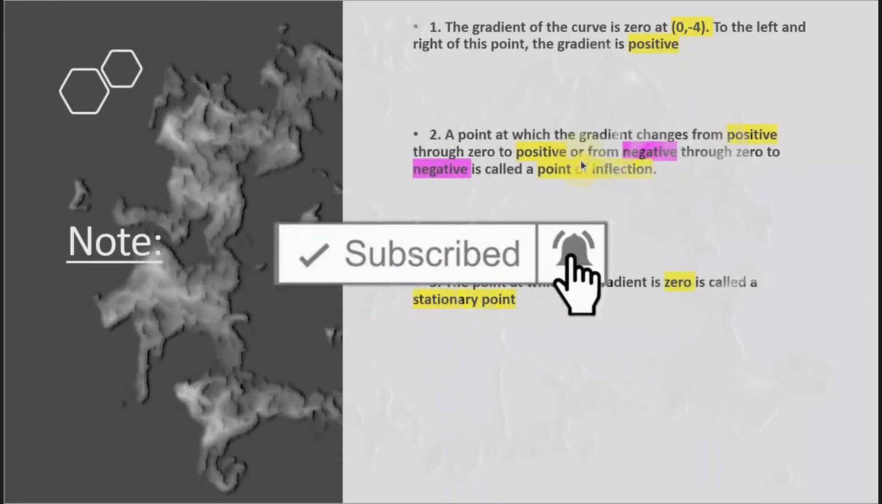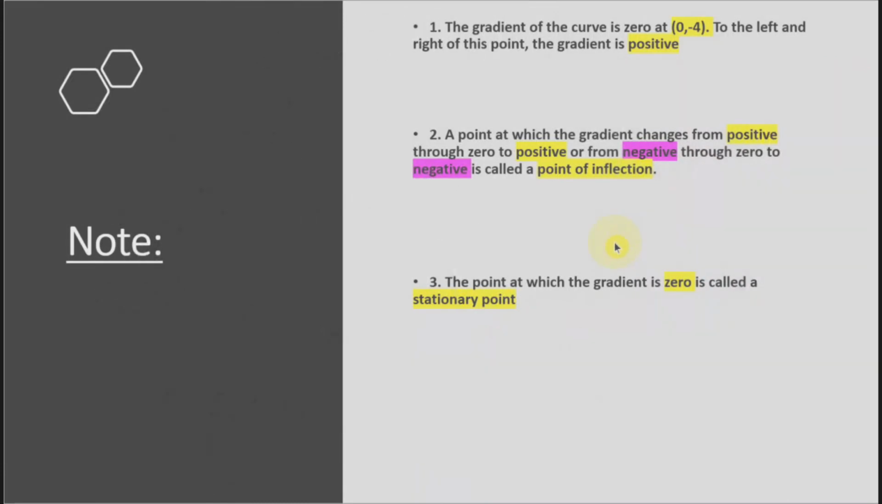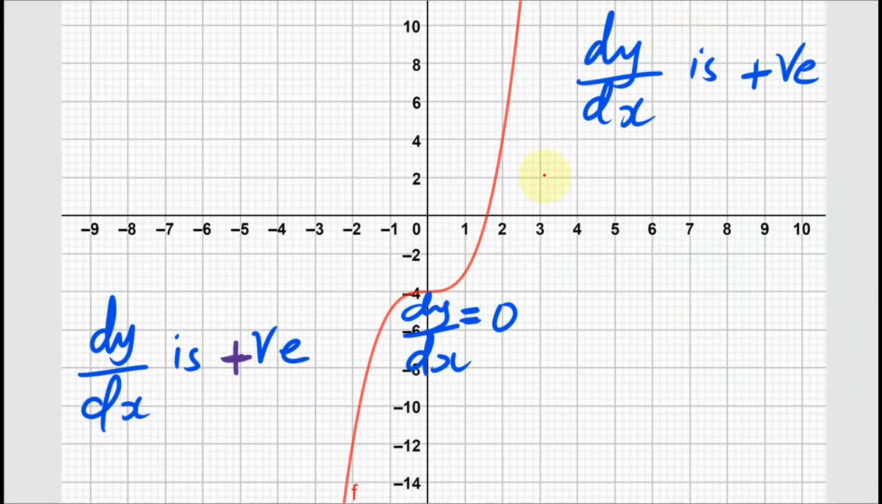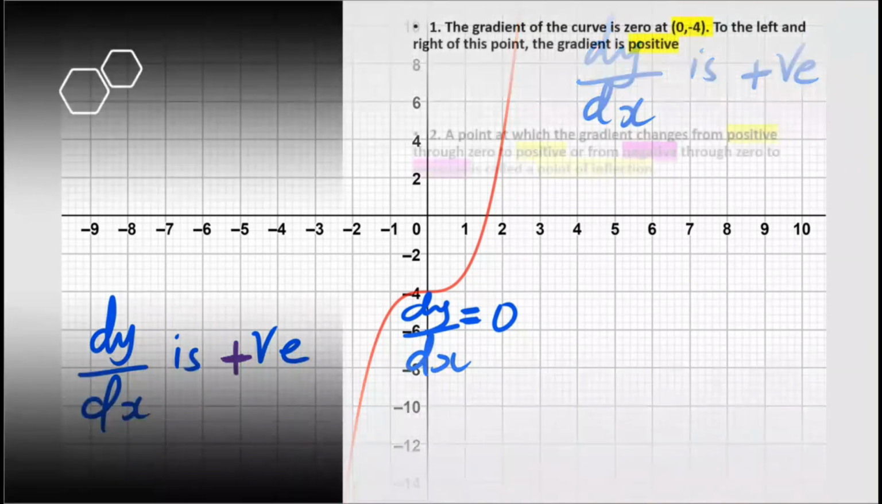I think now we have realized the meaning of a stationary point and point of inflection, and also minimum and maximum points. So just go through these 3 notes, that the gradient of this curve is 0 at (0, negative 4). Look at this curve that we have. We'll just go back to that. To the left and to the right of this point, the gradient is positive. So notice that this is the point (0, negative 4). This is where the gradient is 0. So to the left, the gradient is positive, and to the right, the gradient is positive. That is what we mean by the first note.